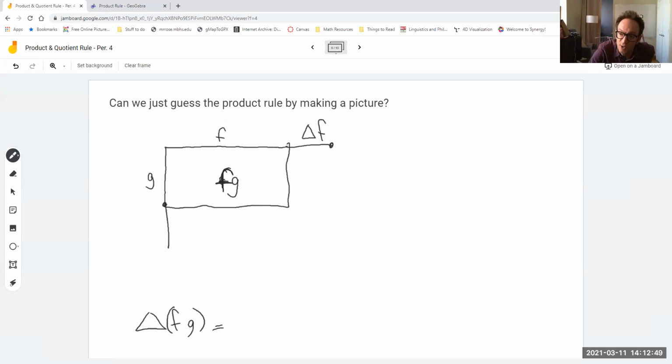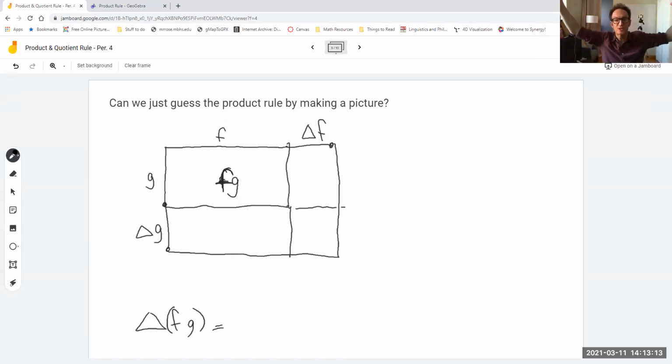Okay, and then g also changes by some infinitesimal amount. Let's call that delta g. Now, delta f and delta g are not the same, right? If the derivative of f is big, then delta f might be very big. If the derivative of g is small, delta g might be very small. But okay, what do I get? What I get is this overall new rectangle, and this overall new rectangle is the change in the fg function.